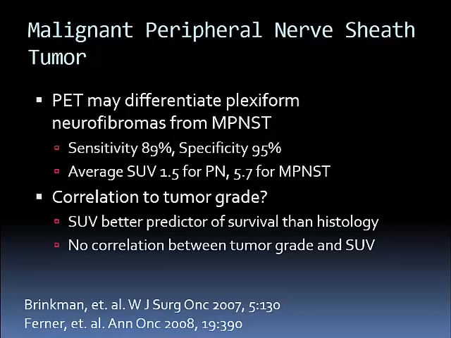And the literature would say that PET is able to differentiate benign from malignant tumors with a sensitivity of 89% and a specificity of 95%. And there is some suggestion that this may correlate with tumor grade.